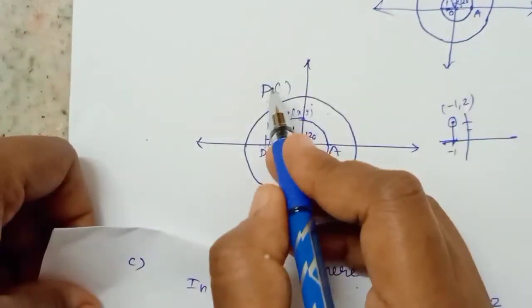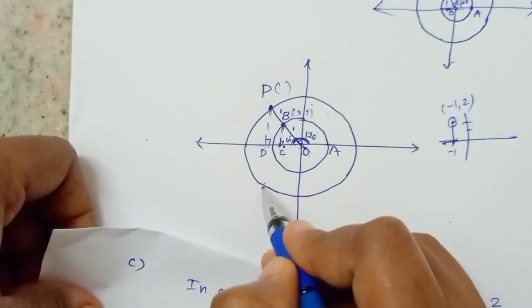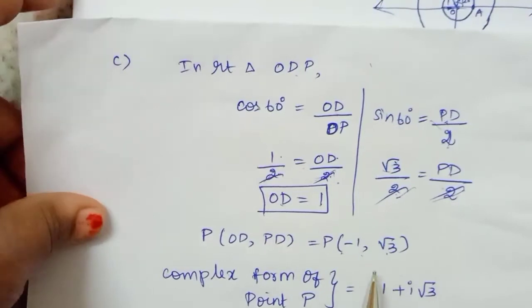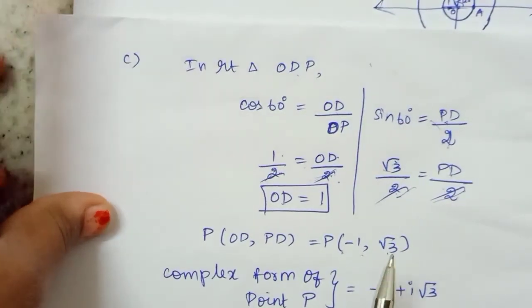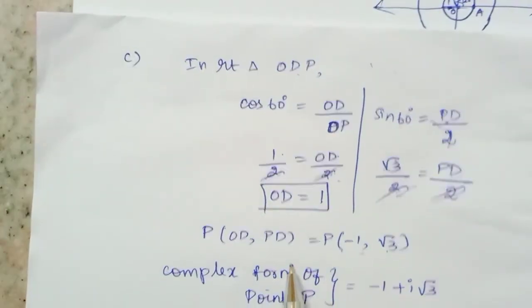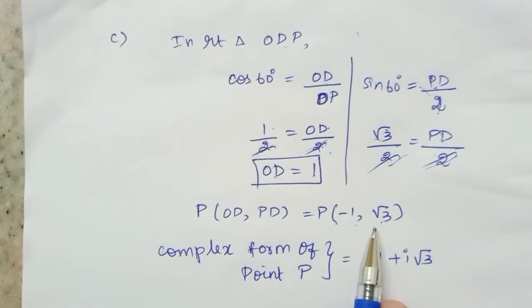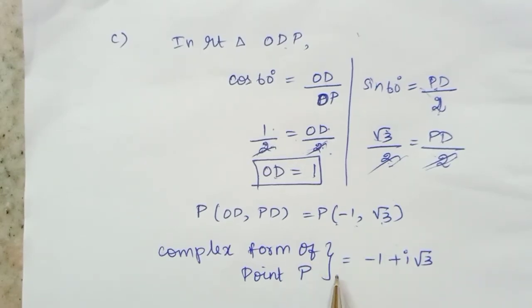If it lies in this quadrant, both the values are negative. If this quadrant, x is positive, y is negative. So minus 1 comma root 3. But they want us to represent this point P in complex form. So this is the real part, this is the imaginary part. Always x is the real part, y is the imaginary part. So minus 1 plus i root 3. Before root 3, for the imaginary part you have to attach i. So minus 1 plus i root 3 is the complex form of P.